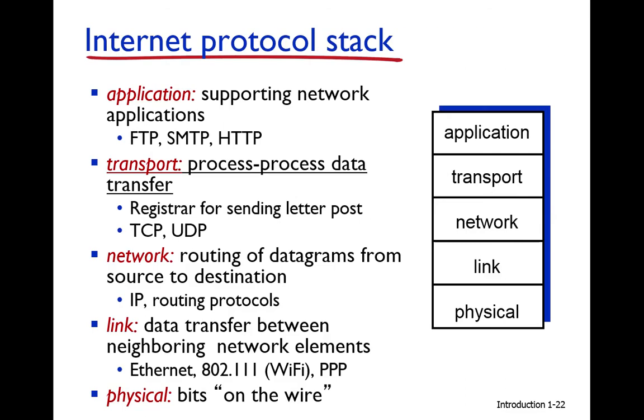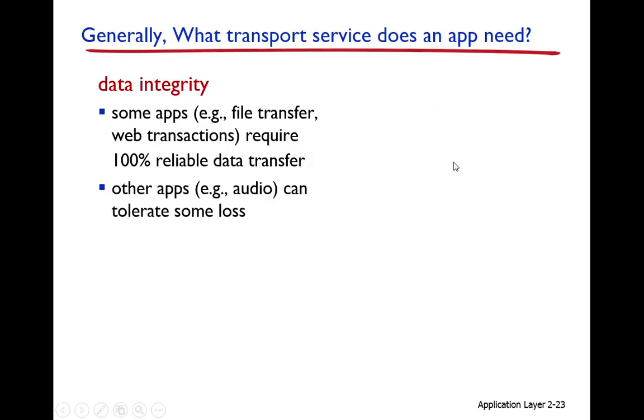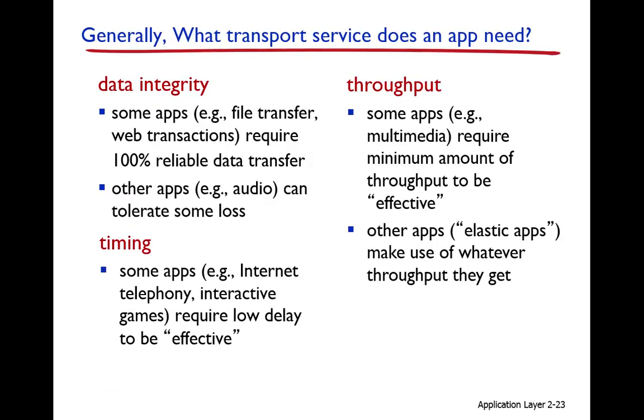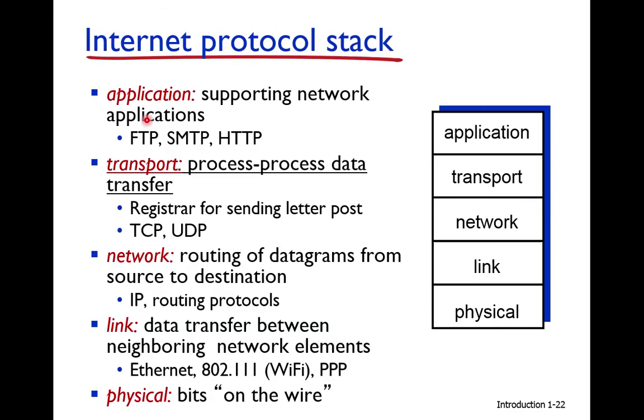First of all, when two applications send data to each other, they may need four kinds of services. One is called data integrity. Some applications need that their data should not be lost, so they will select a transport service which can provide data integrity, one that does not lose packets or data.